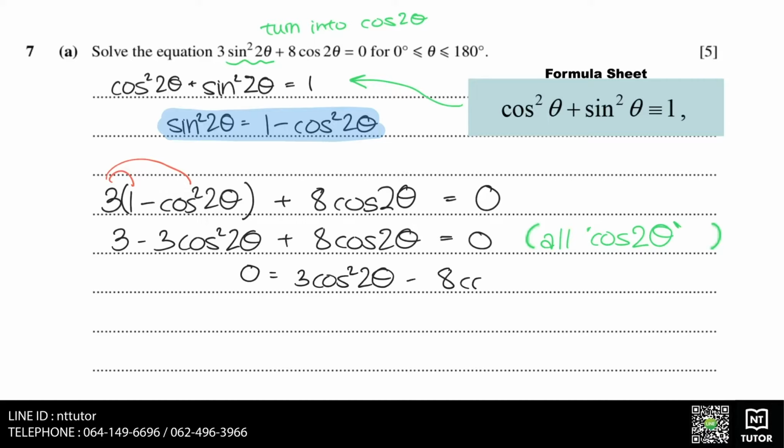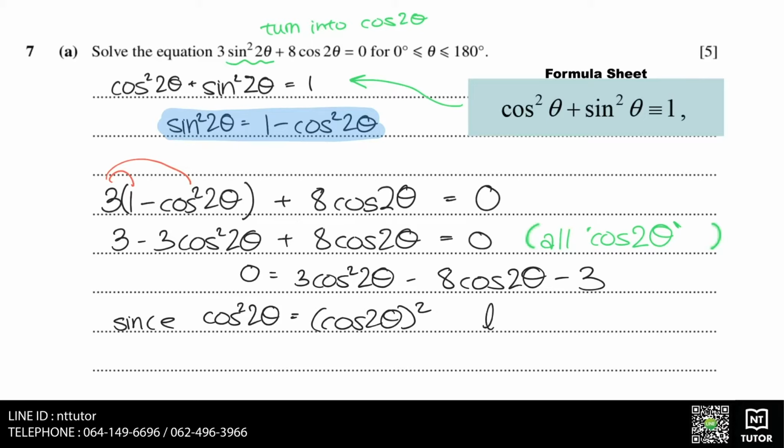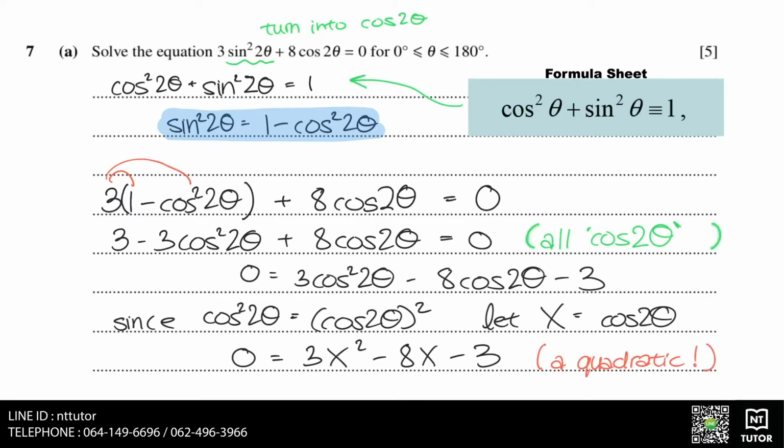The next step is to try and solve for cos 2 theta. However, we can't make cos 2 theta the subject of the formula because we have a cos squared 2 theta term and a cos 2 theta term. Therefore, if we let x equals cos 2 theta, we can rearrange the expression to make it look like a quadratic and solve it like a quadratic by factorizing.